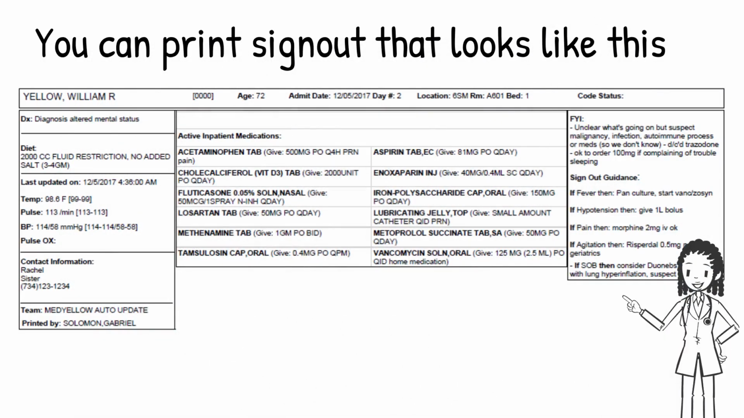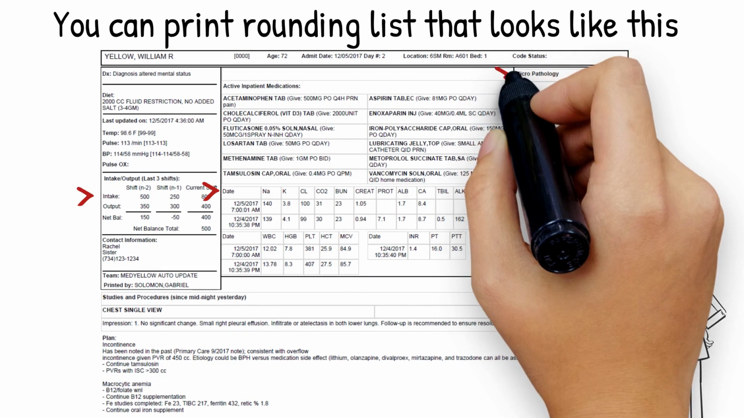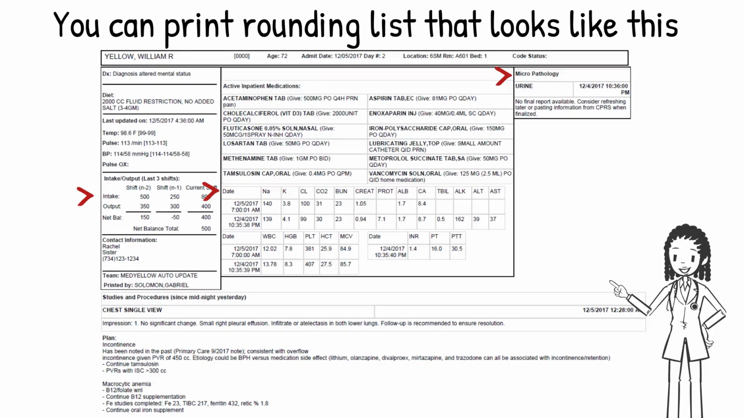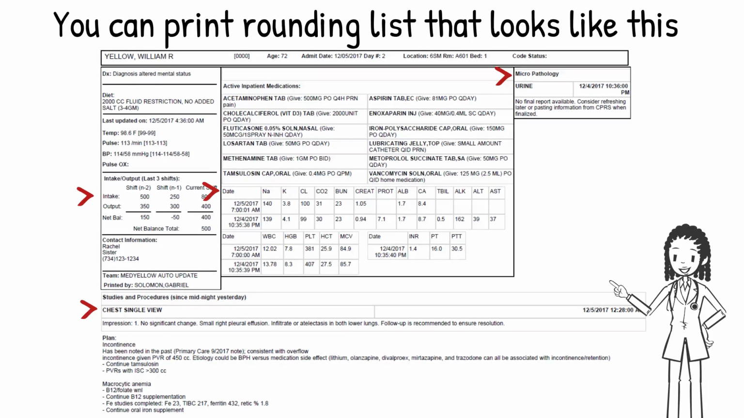You can print a nice looking sign out that includes the basic diagnosis, patient information, interval events, recent vital signs, active inpatient meds, as well as tasks and guidance for sign out. The difference between the sign out and rounding list is that the rounding list will include ins and outs automatically calculated by shift for the last 24 hours, lab results for the last 48 hours, and the results of studies that have been completed in the last 24 hours.